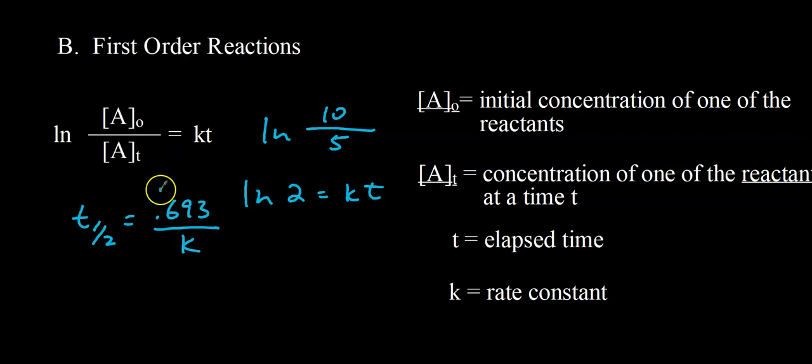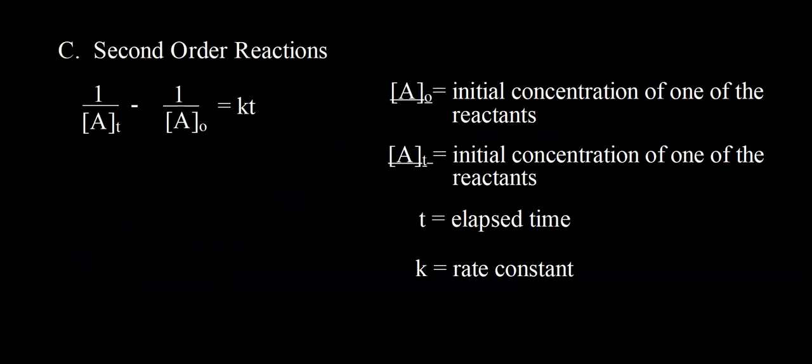So again, this is very useful. Sometimes it's kind of hard to tell in the problem because they don't give you any values for A naught and AT. Just know that it's half, so we're taking natural log of 2.